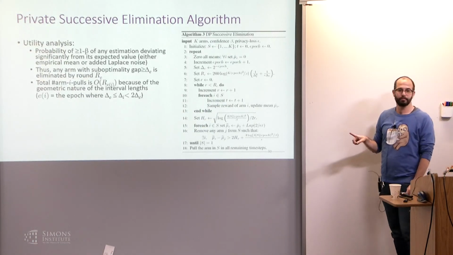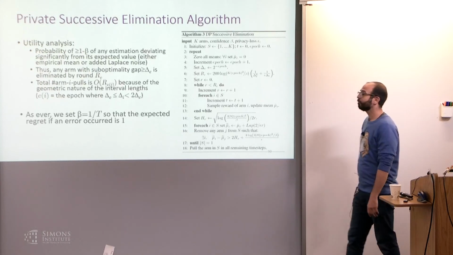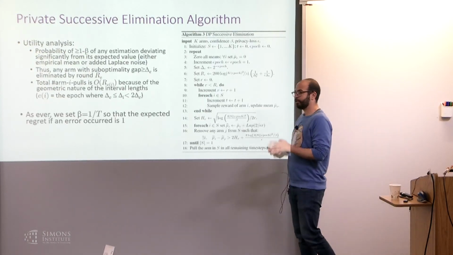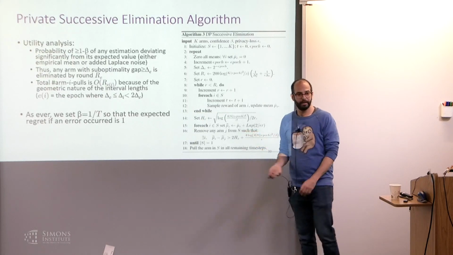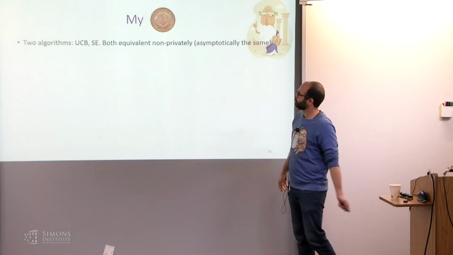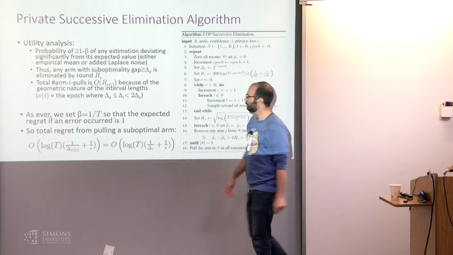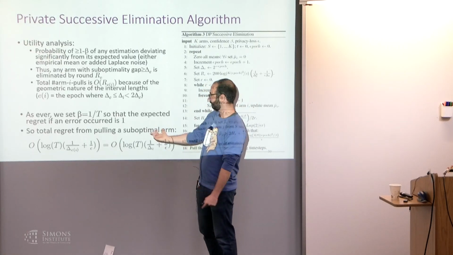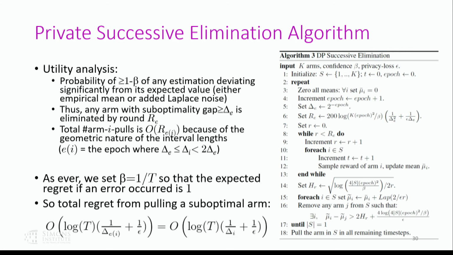More questions? Okay, now the key point is, as ever, because we want the expected regret, we have to set beta as 1 over t. So everything that was log 1 over beta becomes log t. So the total regret is log t. Log 1 over beta, beta being 1 over t, that's the source of the log t. It is 1 over the suboptimality gap of this arm plus 1 over epsilon. And when you sum over all k, you get the matching non-private regret bound and the private regret bound.